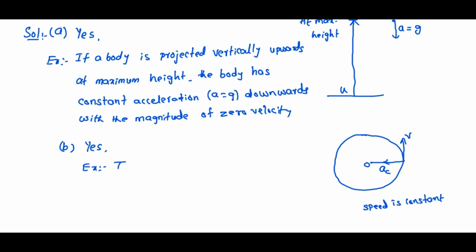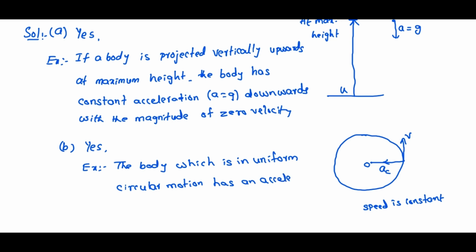The body which is in uniform circular motion has an acceleration with constant speed.